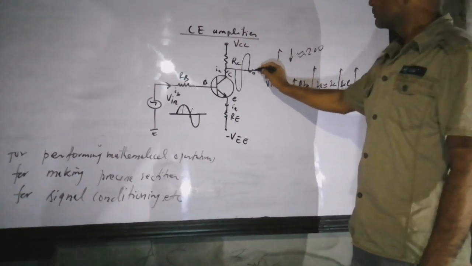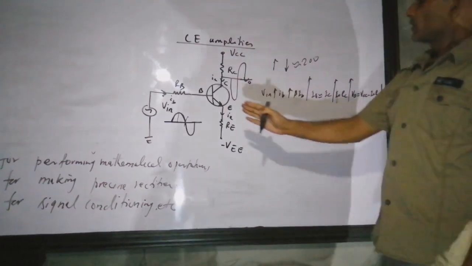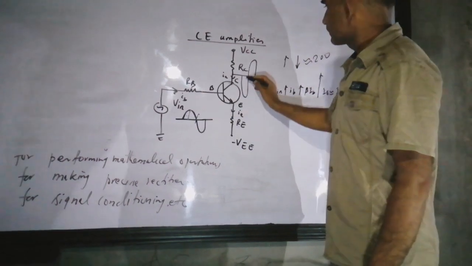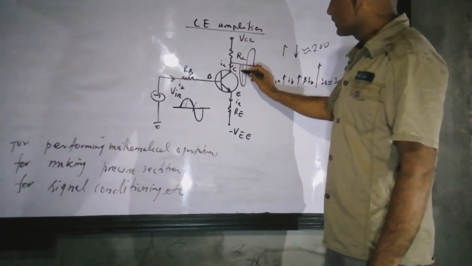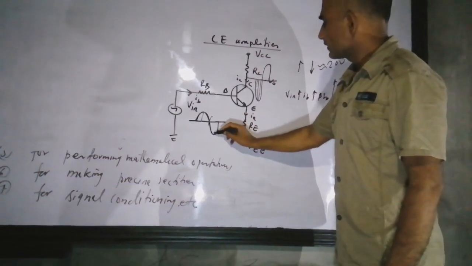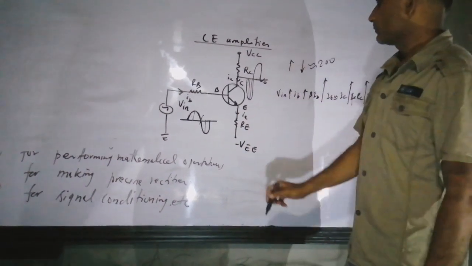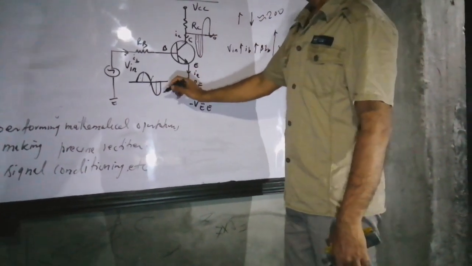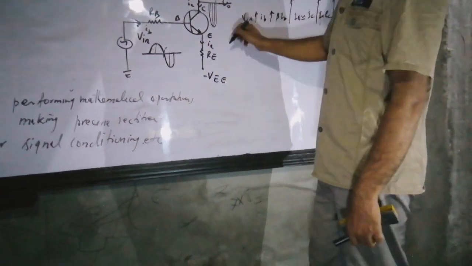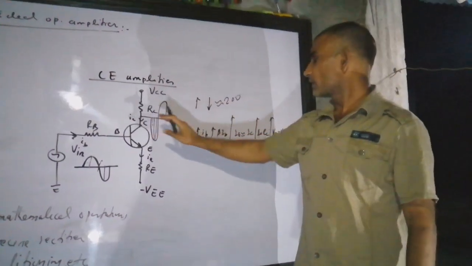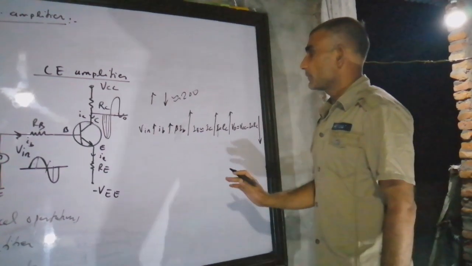So this type of signal we are obtaining: in the first quarter the input is increasing and the output decreasing, in the next quarter the input is decreasing and the output increasing, then the third quarter is further decreasing, and in the last quarter the input is increasing and the output decreasing. In this way we get the operation of the CE amplifier.